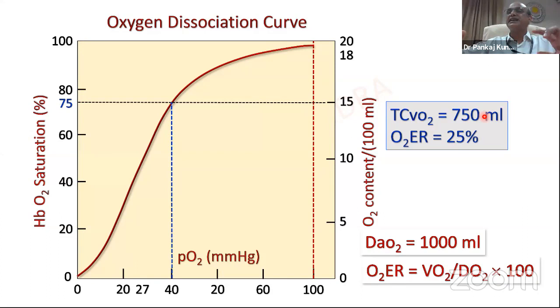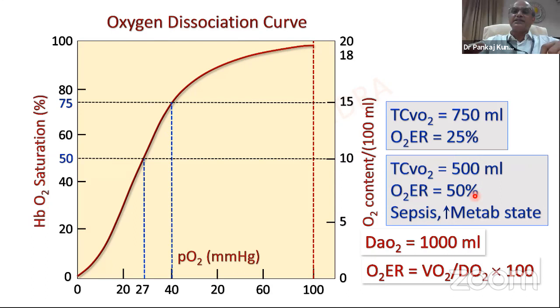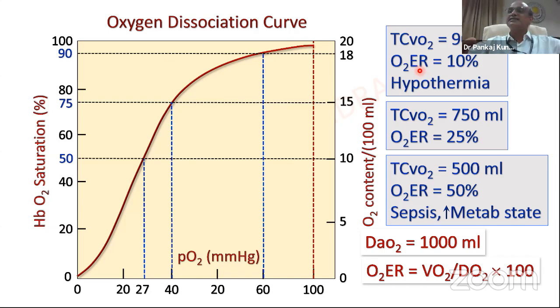The extraction is 25%. What happens if the oxygen content falls to 10, or 50% saturation, on the venous side? If you look at the oxygen content, which has fallen to 10, 10 into 5 liters gives you 500 ml. The extraction, if you substitute the values, 500 upon 1000 into 100, you get 50%. And this happens in sepsis and increased metabolic state. What about if the oxygen extraction is 10%? Again, if you look, the oxygen content is 18 ml, 18 into 5 would give you the oxygen content here. If you substitute these values into 100, the extraction is about 10%, which happens in hypothermia.